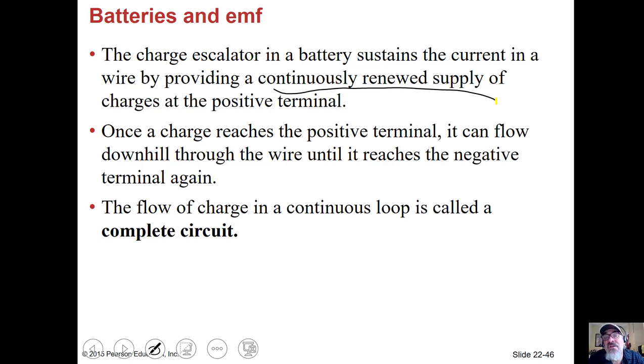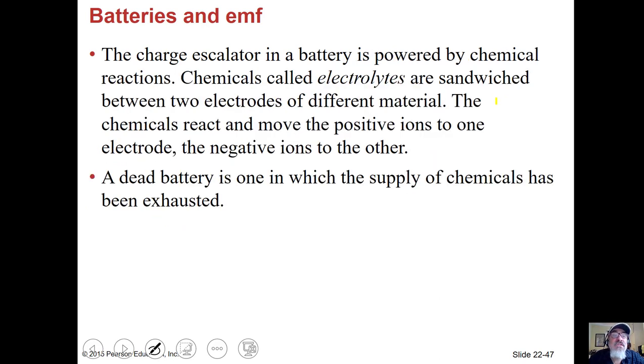Okay, and then we've given the charges somewhere to go by connecting it all with the wire. So the charge escalator in a battery is powered by chemical reactions. Electrolytes are sandwiched between electrodes of different materials. They're dissimilar materials because one material will covet electrons more than the other. So we can set up the potential that way. A dead battery, on the other hand, is one where the supply of chemicals has been exhausted.